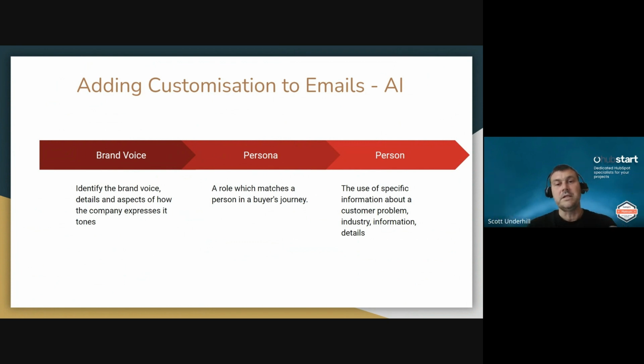So what's better, to have a general customer problem that you know about and write a general email to that group of people? Or do we know the specific information? Do we know the specific industry that person is in, so we can use the right industry words? Do we know what problem they have?